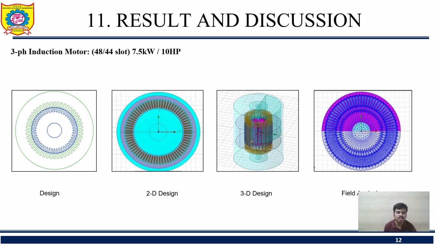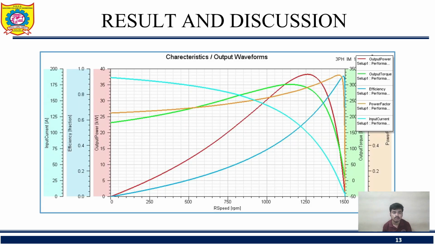So mainly three points come from this slide. First, the design and simulation confirm proper alignment and magnetic symmetry. Second, the 2D and 3D models help to validate performance under different loading conditions. And third, the field analysis supports good magnetic flux distribution, which improves the torque and efficiency. So, in the next slide, result and discussion.